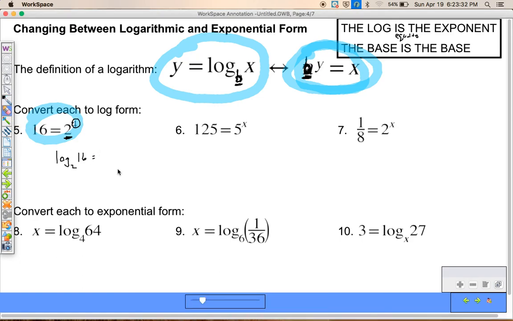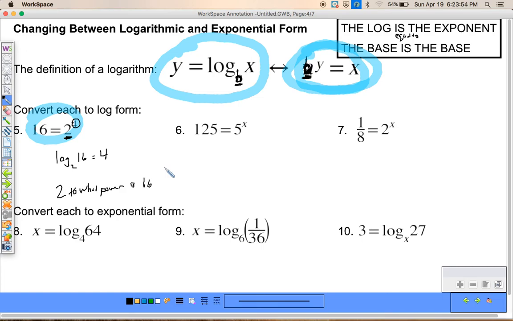If we want to think about this, let's say we don't know that number from the previous slide. Log base 2 of 16 means 2 to what power is 16? What number would we have to raise 2 to get 16? It would be 4. So that equals 4, which is what we got when we rewrote it.